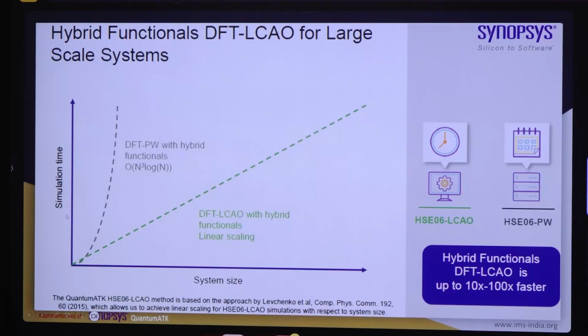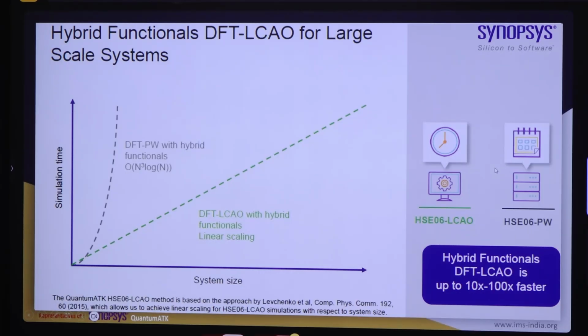So here you can see we have the simulation time, and here we have the system size. If you are going to simulate your materials and devices using the DFT plane wave with the hybrid functional method, you can see the graph will increase exponentially. So at a fixed system size, it will require more time for the simulation. But once you are simulating your materials and devices with the DFT LCAO with the hybrid functional method, you can see the graph will increase linearly with the system size.